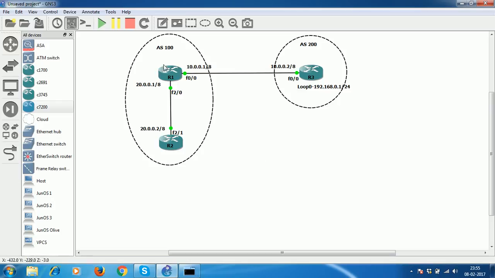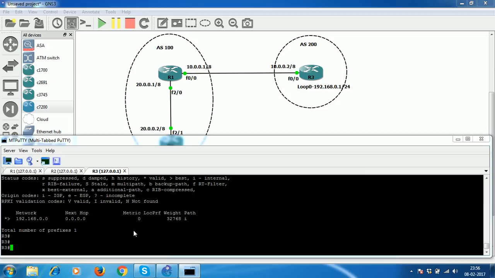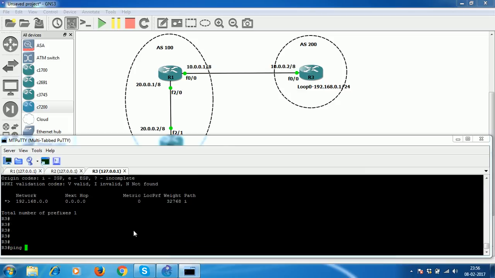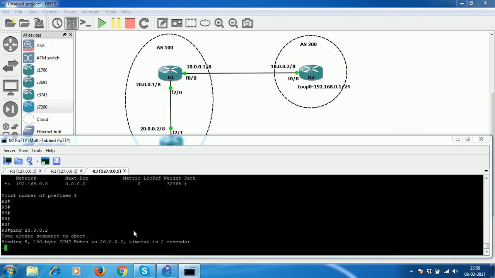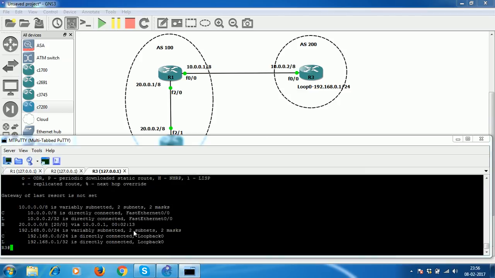In R1 we have told that R3 is your eBGP peer, and from R3 we have told that R1 is your eBGP peer. That's it. Only the 20 network we advertised so that R2 will get reachability to the R3 loopback interface. Even from R3 I need to show you one thing. From R3 if you try to ping 20.0.0.2, it won't ping.